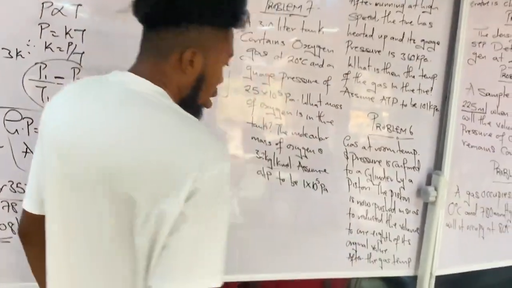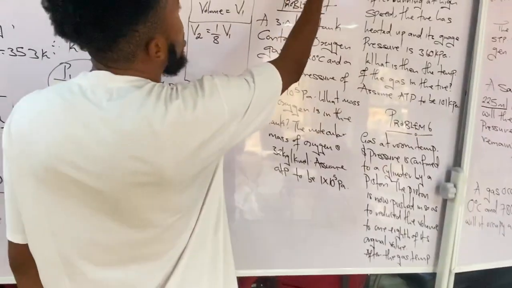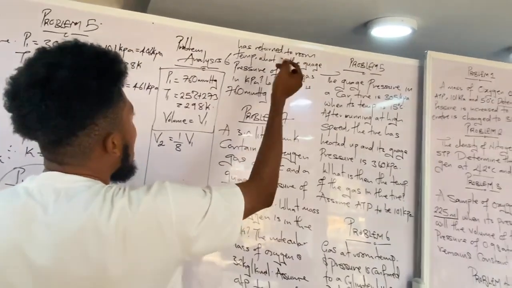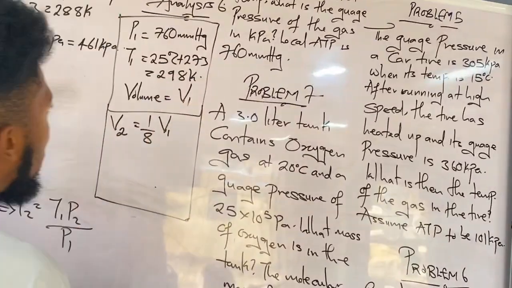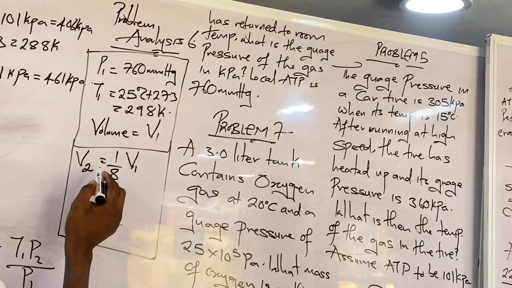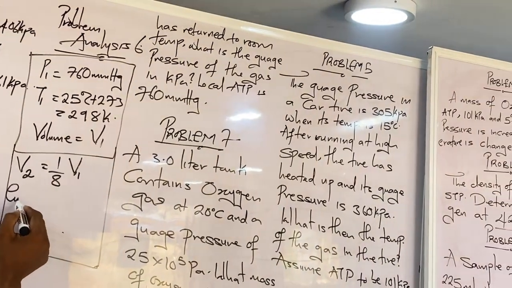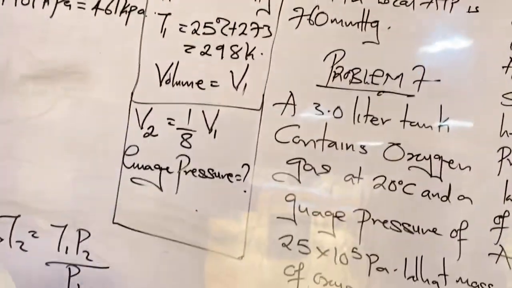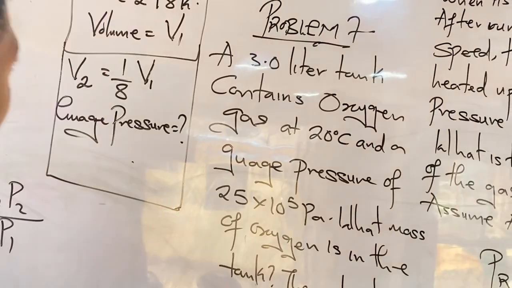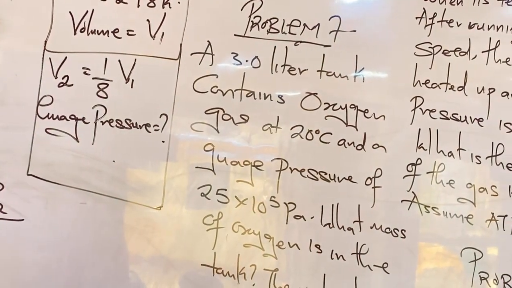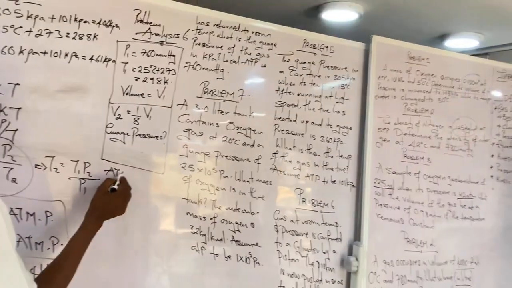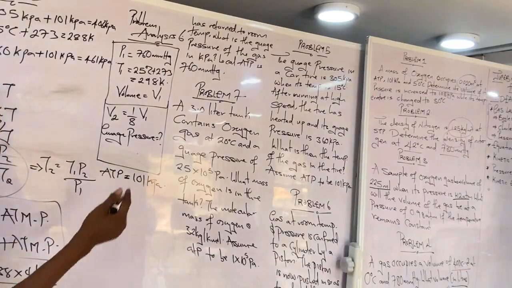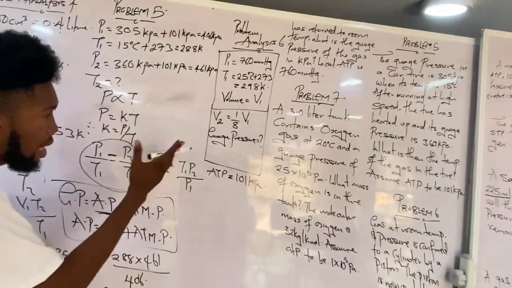So after the gas temperature has returned to room temperature, what is the gauge pressure of the gas in kilopascal? We're not even actually solving anything serious here. We're looking for the gauge pressure of the gas in kPa. Since they want it in kPa, we should know that the normal atmospheric pressure is 101 kPa. We've been using that in earlier lectures.